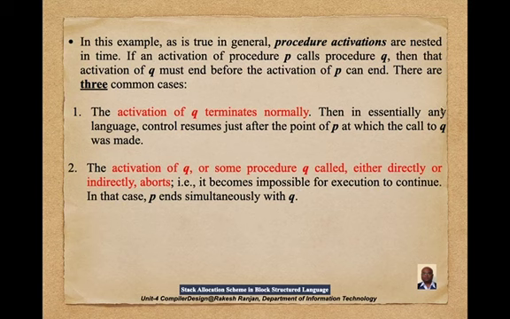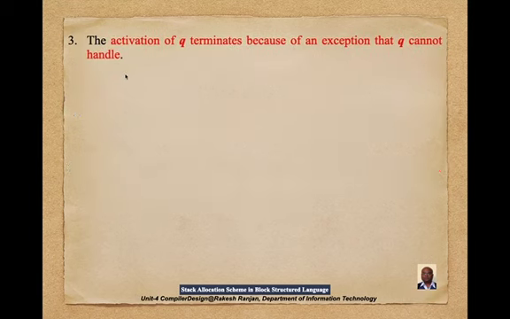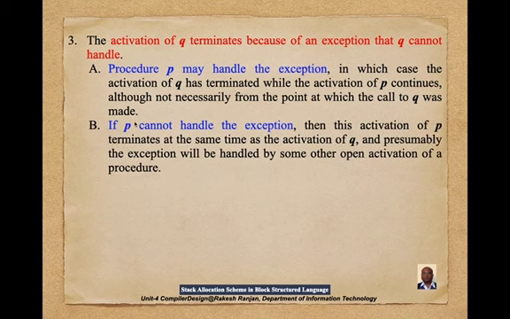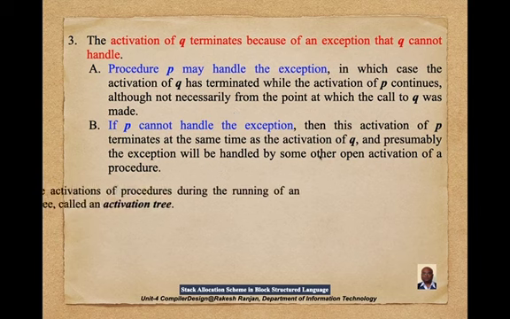In the first case, the activation of Q terminates normally, then in essentially any language, control resumes just after the point in P at which the call of Q was made. Next, the condition is that the activation of Q terminates because of an exception that Q cannot handle. So procedure P may handle the exception. This is the first point. Second, P may not be able to handle the exception. So in these two cases, we have the relevant things here.